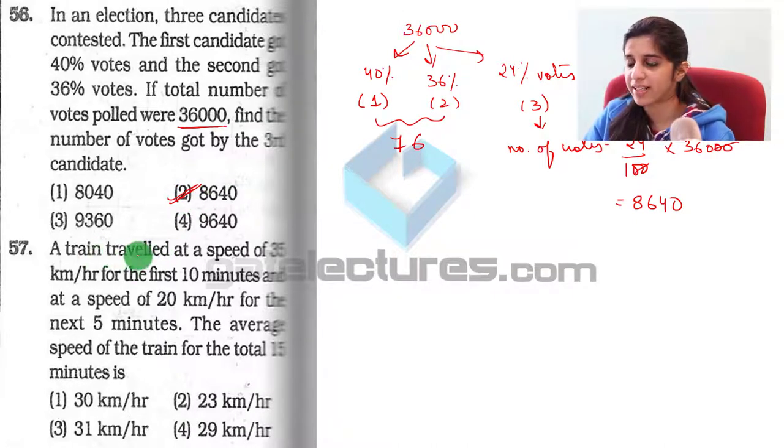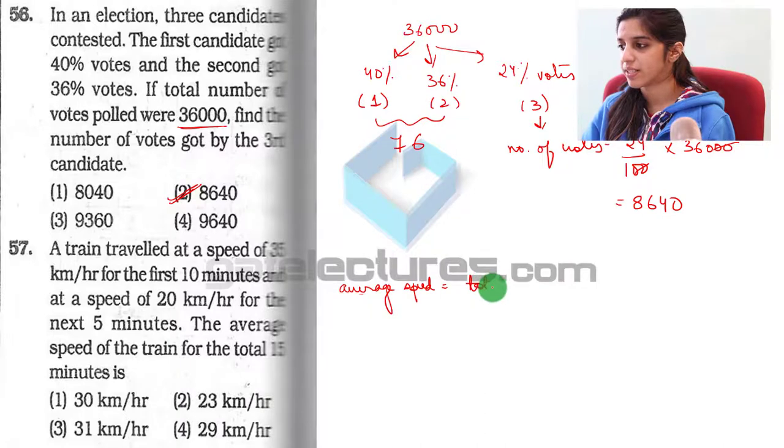Now, a train traveled at a speed of 36 km per hour for the first 10 minutes and at a speed of 20 km per hour for the next 5 minutes. Find the average speed of the train. See, average speed in any case is going to be total distance upon total time.